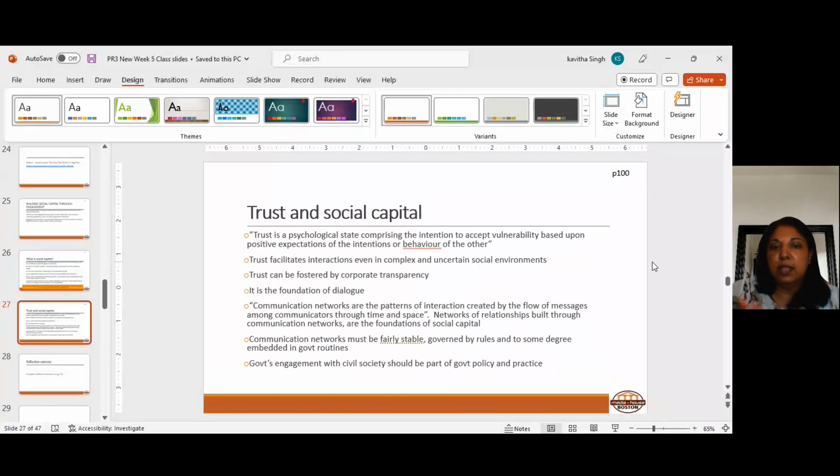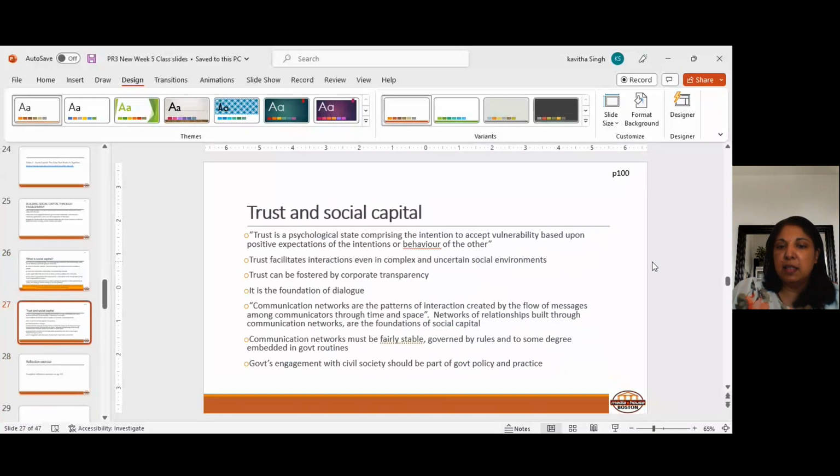Trust is a psychological state comprising the intention to accept vulnerability based upon positive expectations of the intentions or behavior of the other. Trust facilitates interactions even in complex and uncertain social environments. Trust can be fostered by corporate transparency. It is the foundation of dialogue. When you trust someone, you want to engage, you want to speak to them, you want to communicate with them.